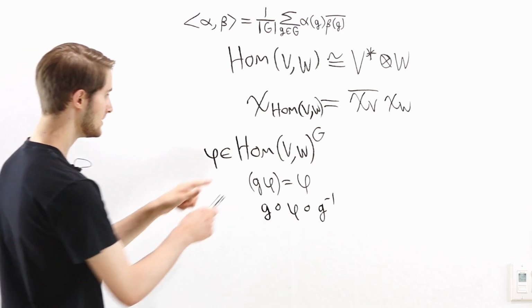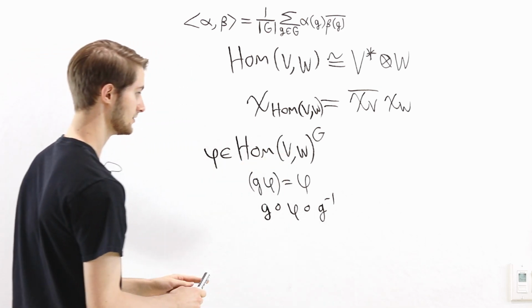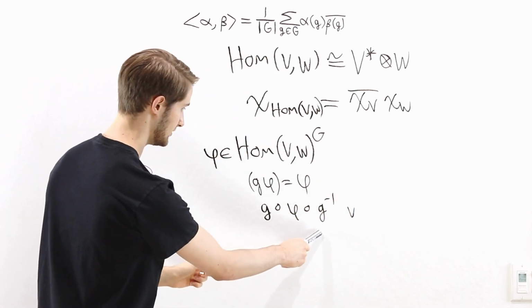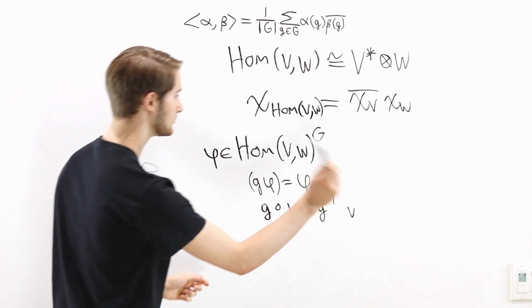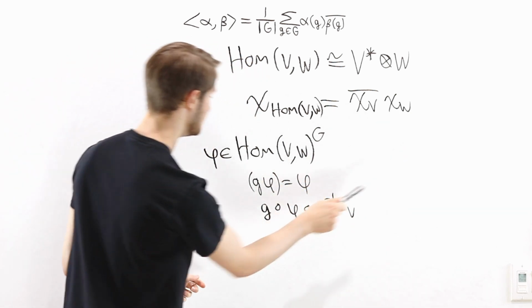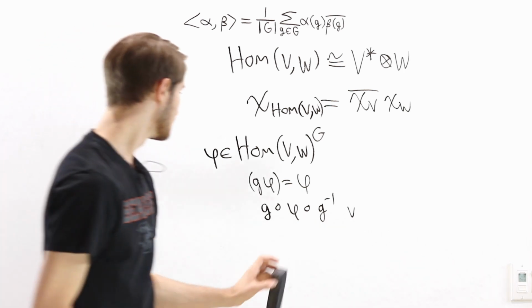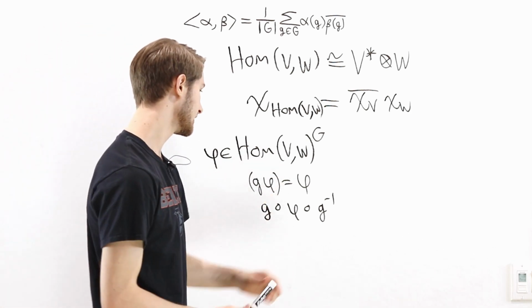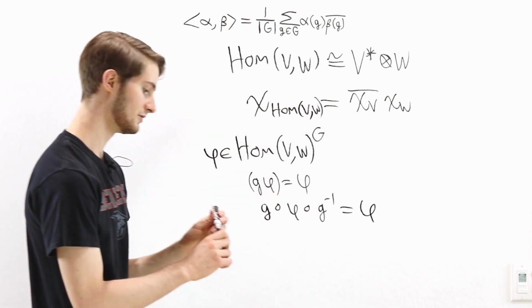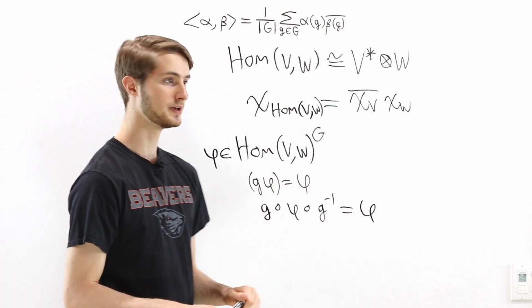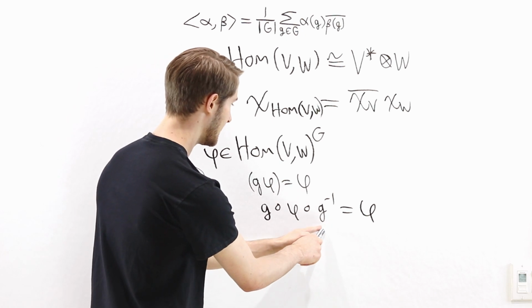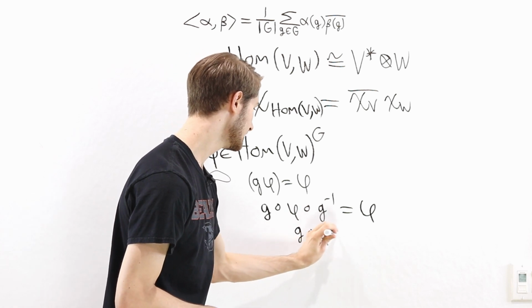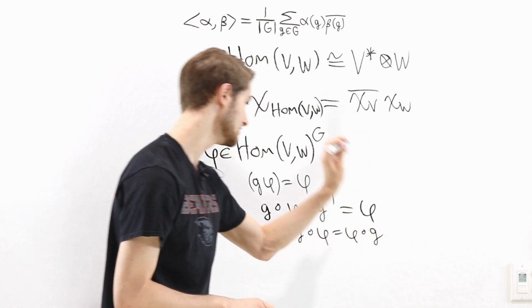So in this case, remember we're taking homomorphisms from V to W. So we start over here with an element of V. We multiply that by g inverse, then we apply phi that takes us over to W, and once we're in W, then we multiply by g. So when we say that g phi equals phi, we're saying g composed with phi composed with g inverse is the same map from V to W as phi. Now what I'm going to do is multiply by g on the right side here. And what we'll get then is g composed with phi equals phi composed with g.